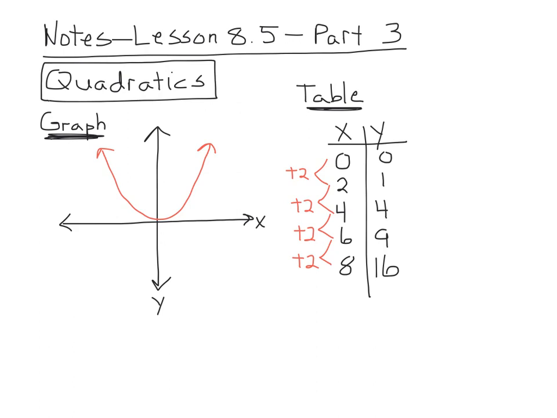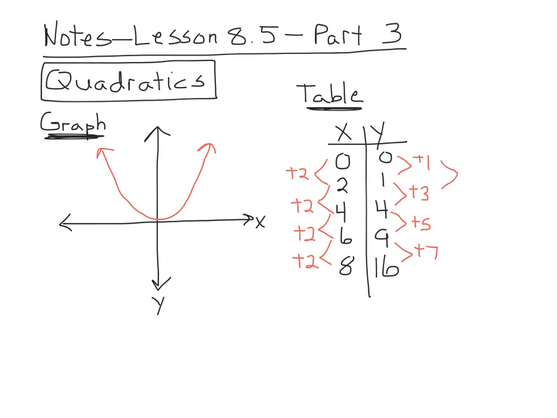Now on the y side, to get from 0 to 1, it increased by 1. It added 1. From 1 to 4, we have to add 3. From 4 to 9, we have to add 5. And from 9 to 16, we have to add 7. So that's not a constant difference. That's not a constant change. So you check the next row.